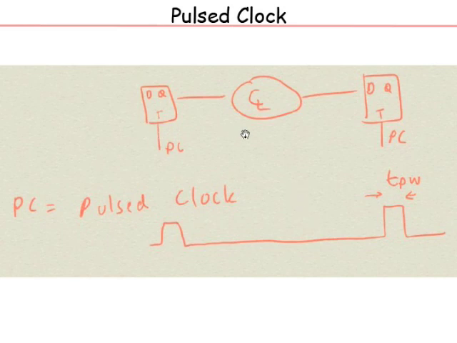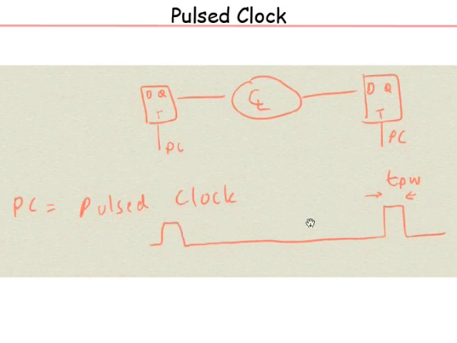People for very high performance designs have started using these pulse clock based designs, where instead of a flop, you use a latch. A flop has two latches, master and slave. You just remove one of them. You just use a single latch. That's all it is. Except the clock is now a short pulse.